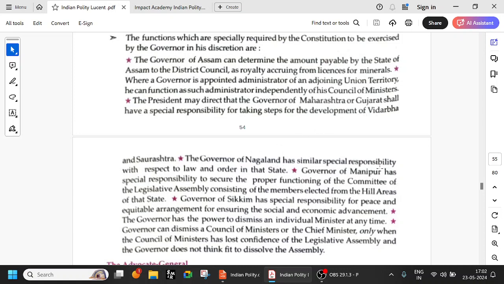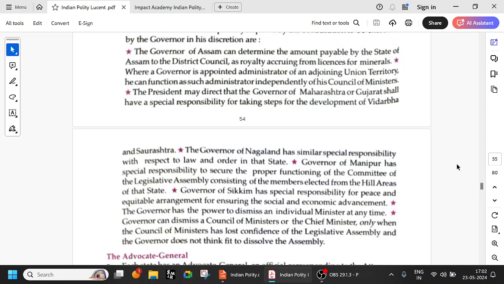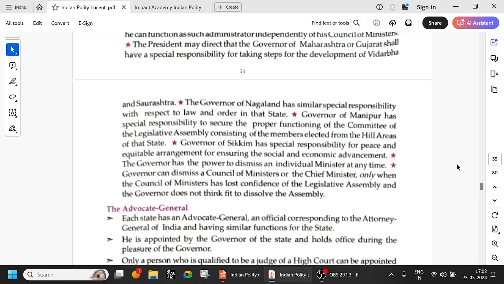The governor of Nagaland has similar special responsibility with respect to law and order in that state. So even in Nagaland, we have seen that there is an ongoing protest for separate Nagaland, right? So the Governor of Manipur also has special responsibility to secure the proper functioning of the Committee of the Legislative Assembly, consisting of members elected from hill areas of the state. Manipur also is a border state. We have the Armed Forces Special Powers Act and all this going on. So there's a lot of commotion going on there. So even the Manipur governor has special responsibility. The Governor of Sikkim has responsibility for peace and equitable arrangement for ensuring social and economic development.